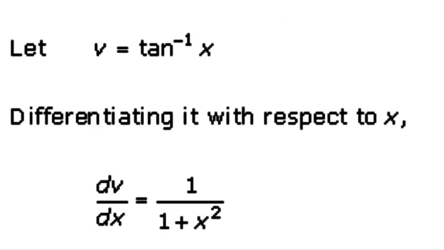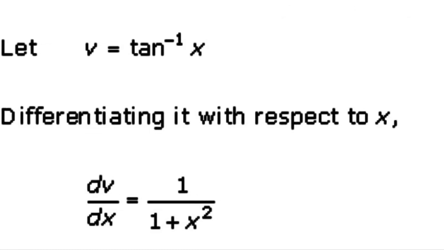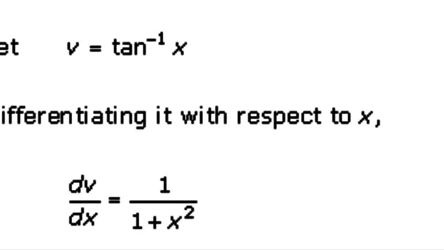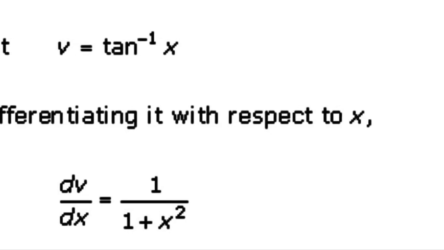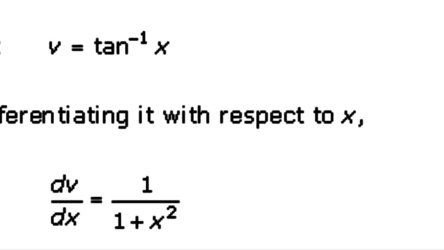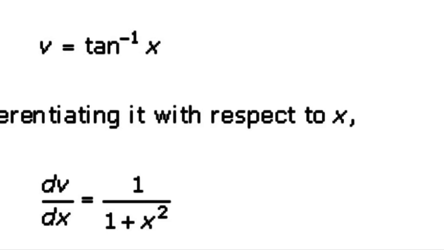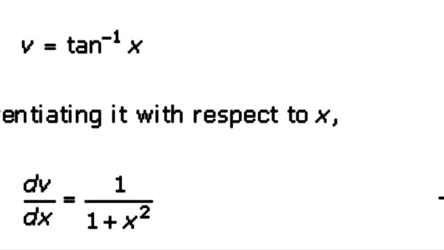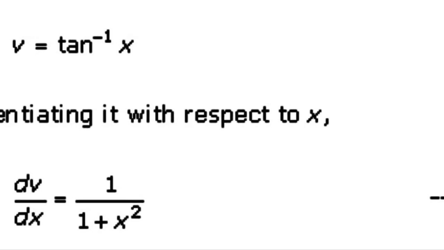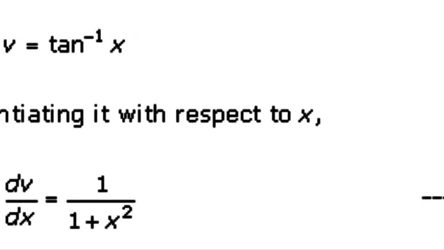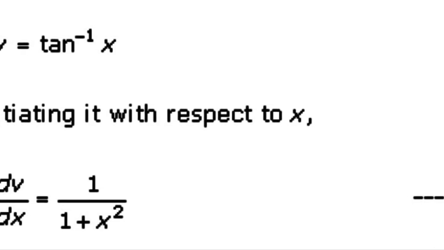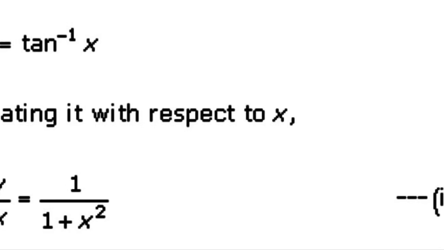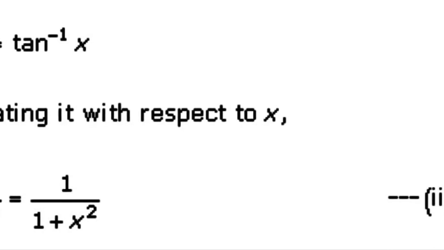Now, we will take the second function, that is v equals tan inverse of x. This function we can differentiate directly. So, we are going to differentiate it with respect to x. So, we will get dv upon dx equals the derivative of tan inverse x, that is 1 upon 1 plus x square, which is equation number 2.